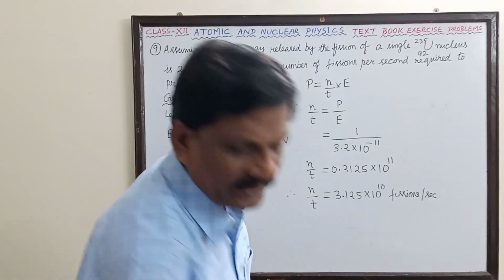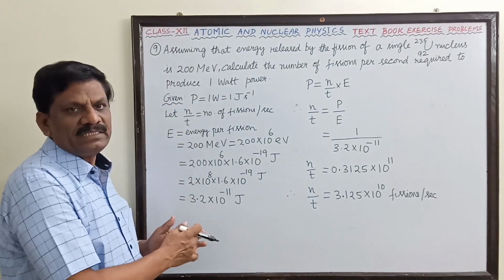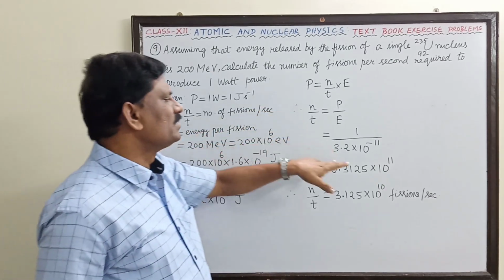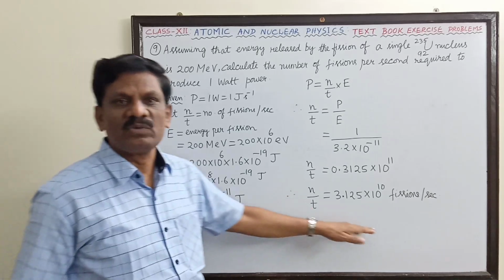So it's very direct. One fission gives this much energy, okay, and how much fissions will give this much energy per second? That is 1 watt is the question. I hope you must have understood this well. Fine.